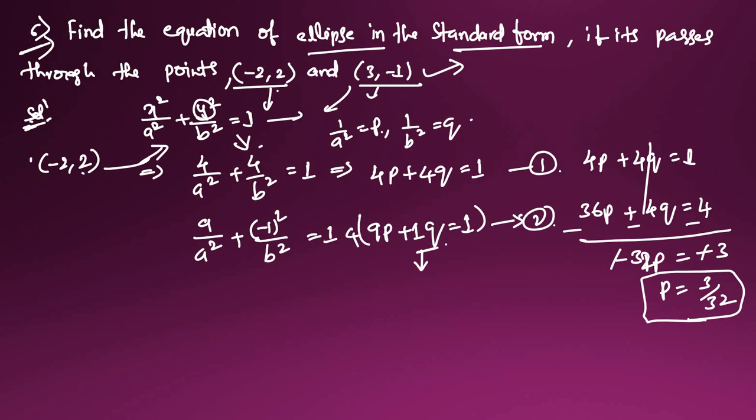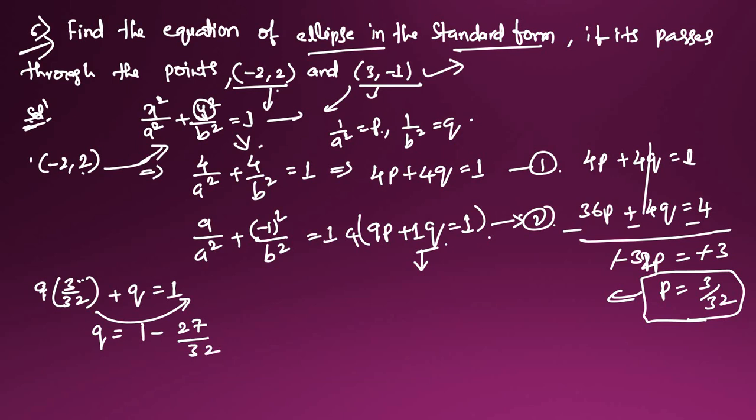So again, we have to get the q value also. I will substitute this into the second equation, that is 9p. p plus, in this I will write 3 by 32, and plus q is equal to 1. So 9 times 3 is 27. 27 will go here and it will become q is equal to 1 minus 27 divided by 32. 32 minus 27 is equal to how much? 5. 5 by 32 will come.